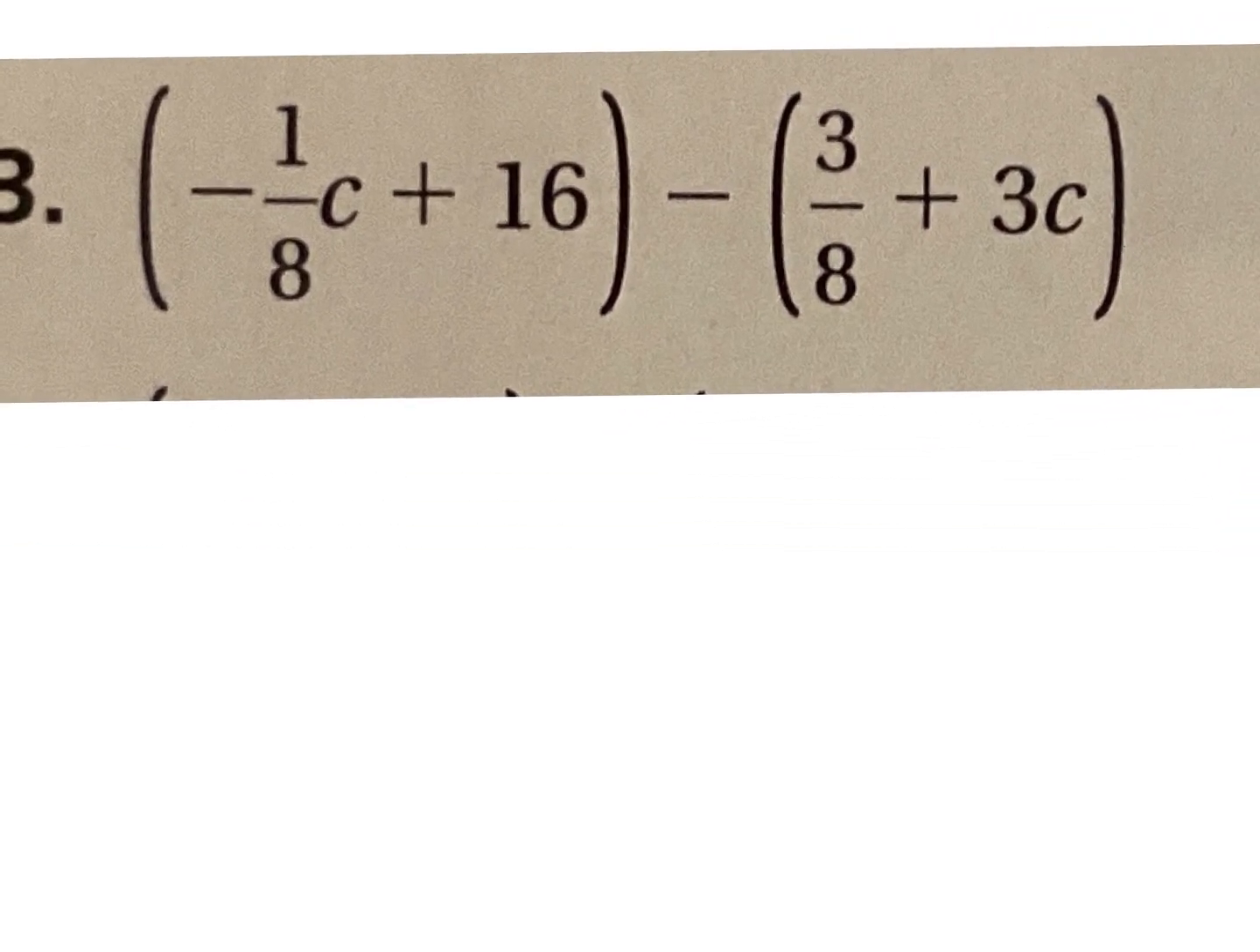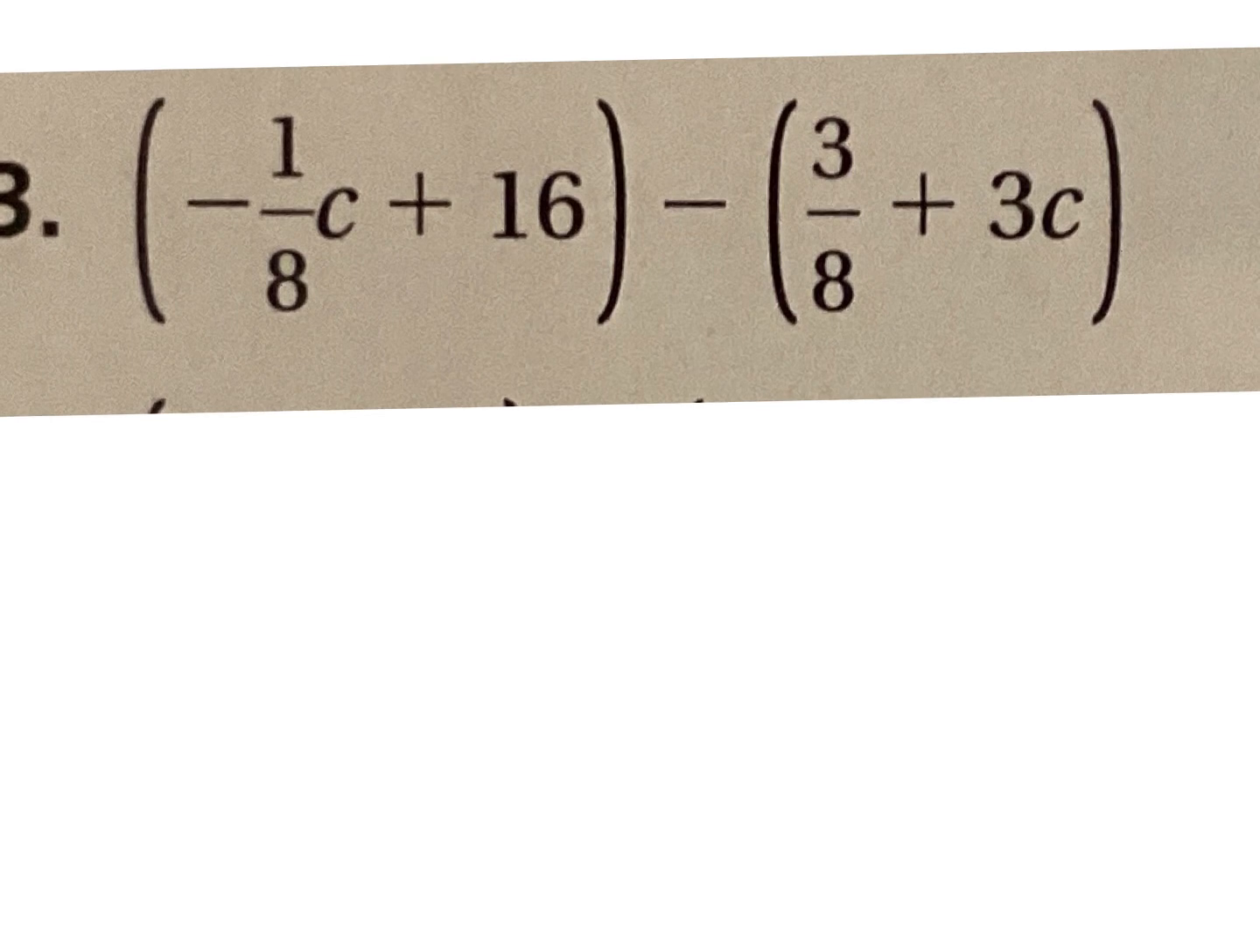Let's do number 23 here. And we got some fractions, but that's okay. We can deal with fractions. We're good. It's subtraction, so we're going to add the opposite. Opposite of 3/8 is negative 3/8.